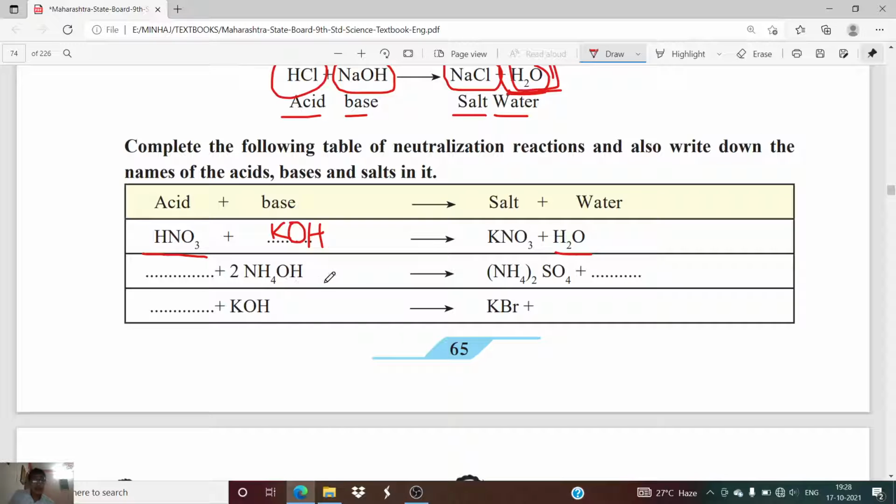And again we have here two molecules of NH4OH which must be added with a certain acid and which will give us (NH4)2SO4, that is ammonium sulfate, and water. So here we will have the acid which is H2SO4, that is sulfuric acid. We will have here sulfuric acid.